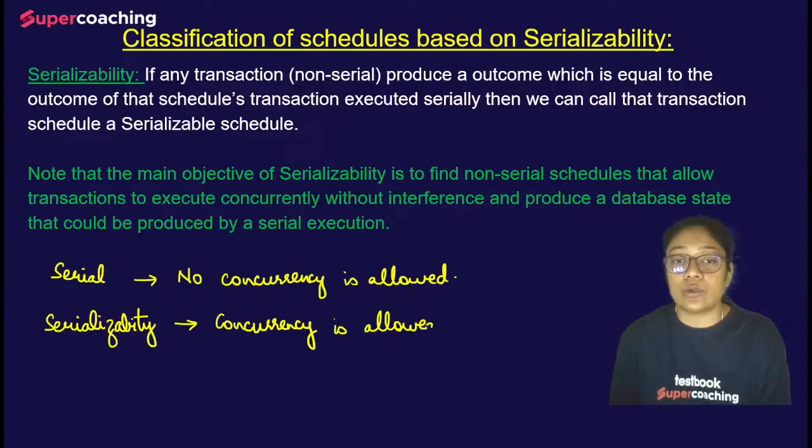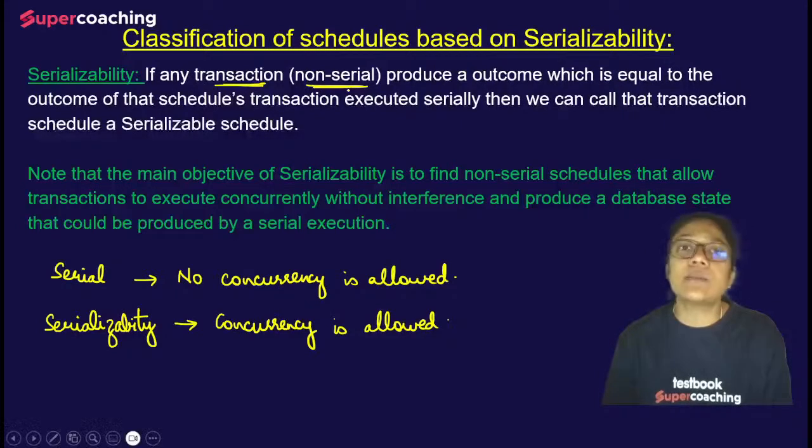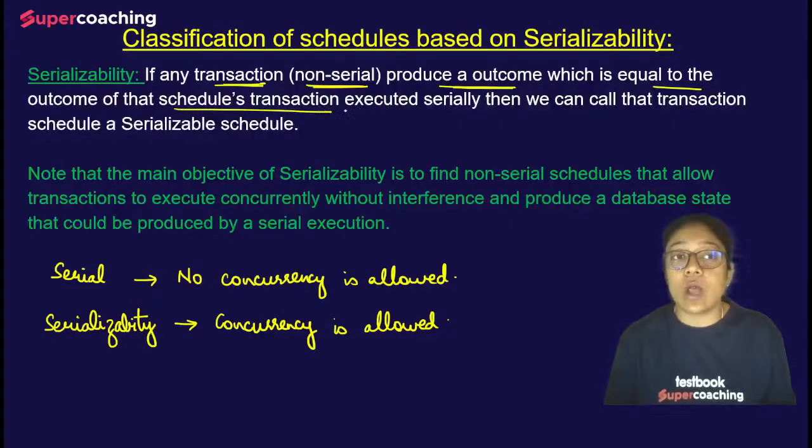Concurrency is allowed. So what we have discussed about serializability, this is any transaction which is non-serial. Non-serial means some concurrent transaction. Concurrency is there. Some non-serial transaction produces an outcome. What will the output be? Equal to some serial schedule. Outcome of that schedule's transaction executed serially. Then we call that transaction schedule a serializable schedule.